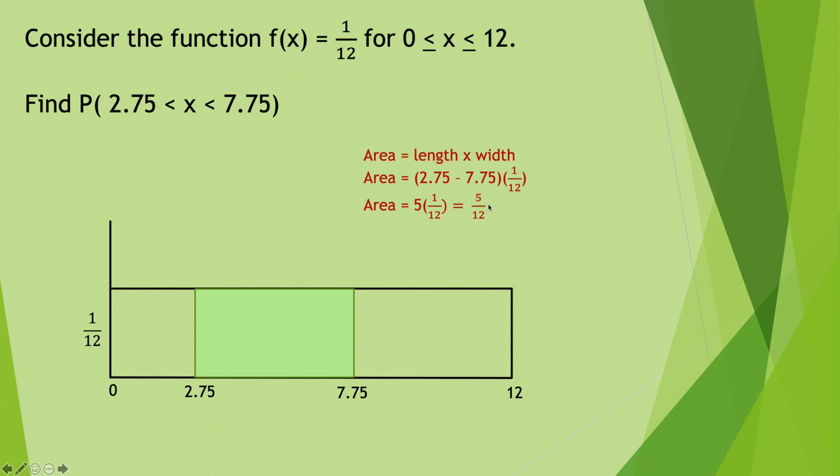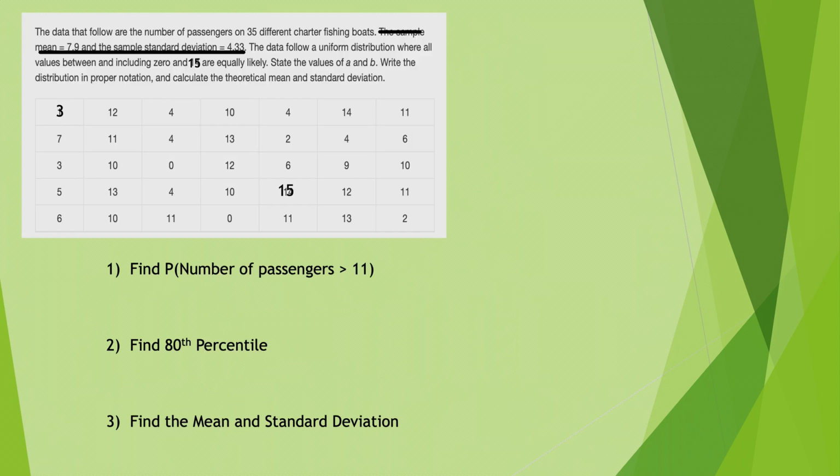Now, you don't necessarily have to draw the diagram. You can realize, well, it tells you the probability is 1/12. And you just do some subtraction off the top of your head, 7.75 minus 2.75, and that is your correct answer.